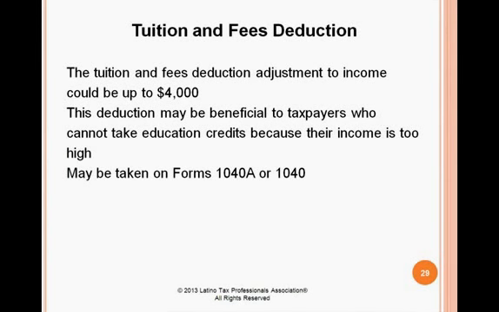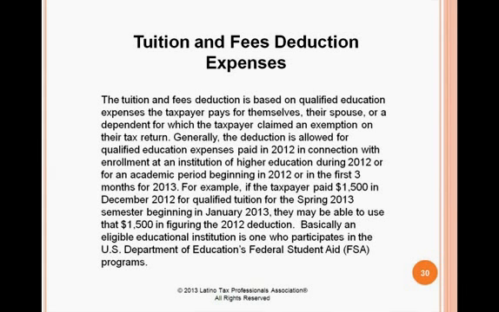Tuition and fees are another deduction. The tuition and fees deduction adjustment to income could be up to $4,000, and this deduction may be beneficial to taxpayers who cannot take education credits because their income is too high. They may take it on Forms 1040A or 1040. Generally speaking, the education credits will give you a greater deduction and reduction in the amount of tax to pay or increased refund. But here is a viable option just in case.